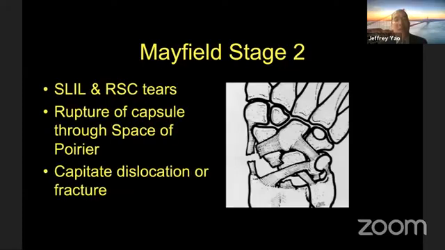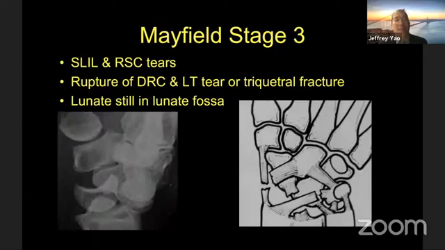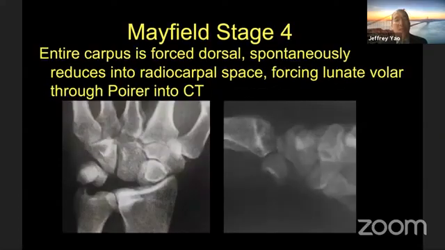Moving around clockwise with stage two, we have a rupture of the capsule through the space of Poirier, the capitate dislocation or fracture. Then stage three includes both of those injuries as well as an LTIL injury, but the lunate still remains in the lunate fossa. And lastly, with stage four, the entire carpus is forced dorsally, spontaneously reduces into the radiocarpal space, and in the process forces the lunate volar through the space of Poirier into the carpal tunnel. That's a classic lunate dislocation, which we'll see.